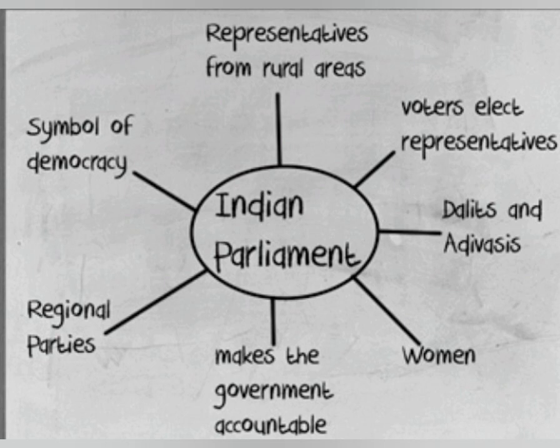Children, please look at the chart. Indian Parliament, representatives from rural areas, voters elect representatives, Dalits and Adivasis, women, makes the government accountable. Regional parties, symbol of democracy. Altogether, Indian Parliament.